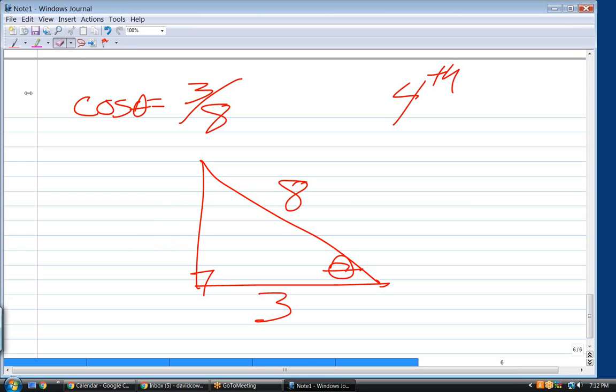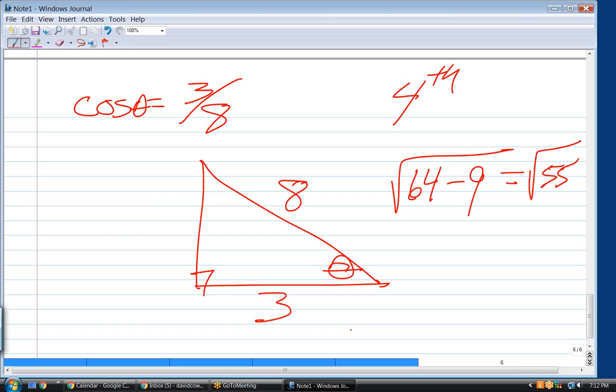So you'd have to square 8 and then square 3 and do 8 squared minus 3 squared. So it's the square root of 64 minus 9, which is the square root of 55. So that's the square root of 55.